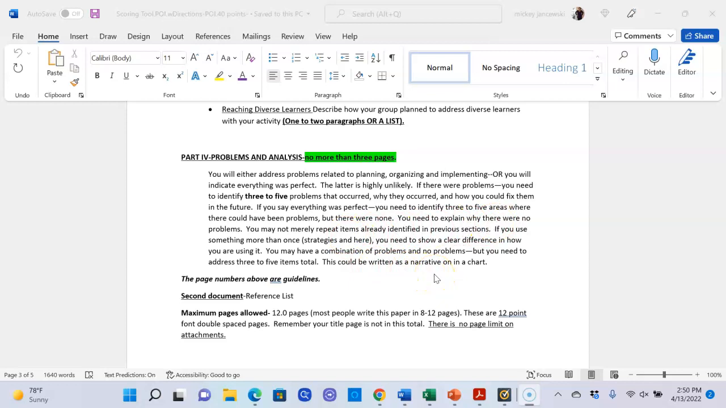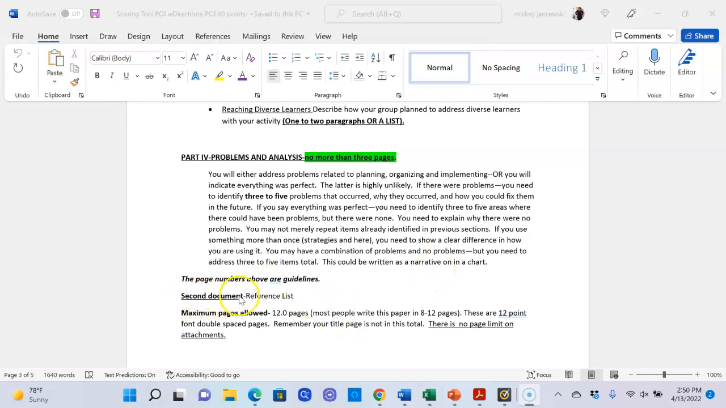Throughout this paper, I am looking for this. Can you identify what went wrong and how to make it not go wrong at your next event? And can you identify what went well and you know how to replicate it for your next event? That is the overall concept of this paper.